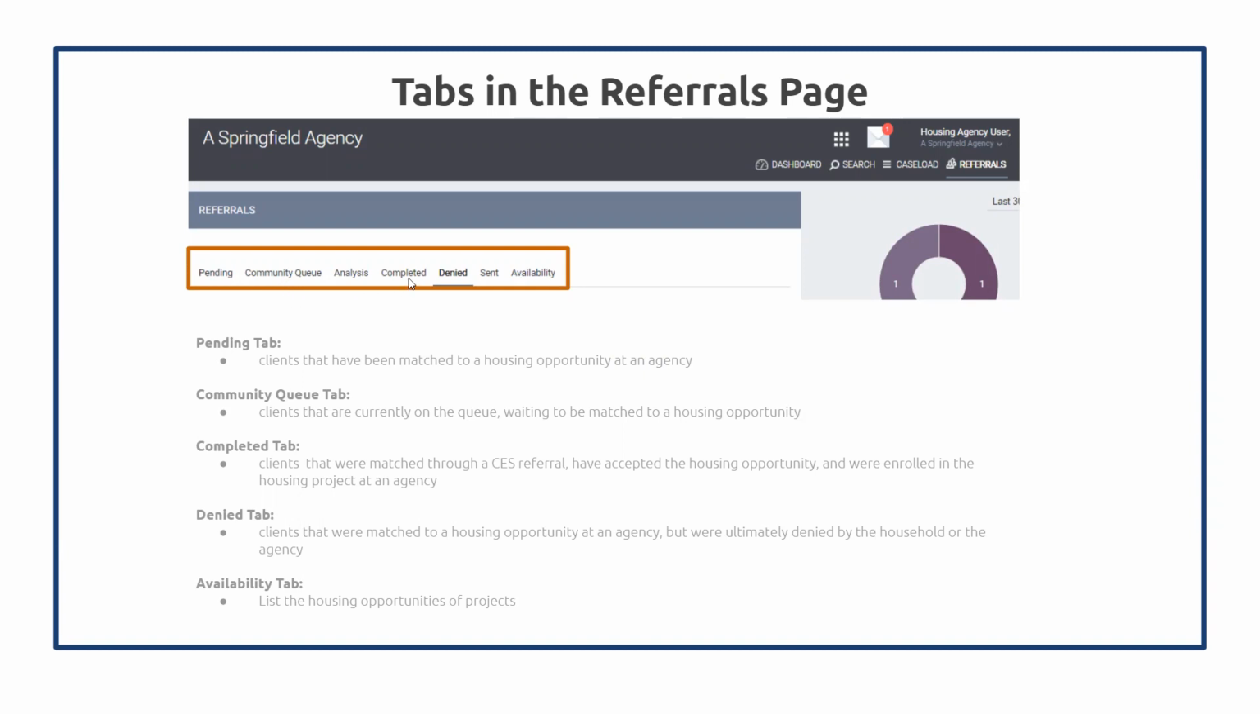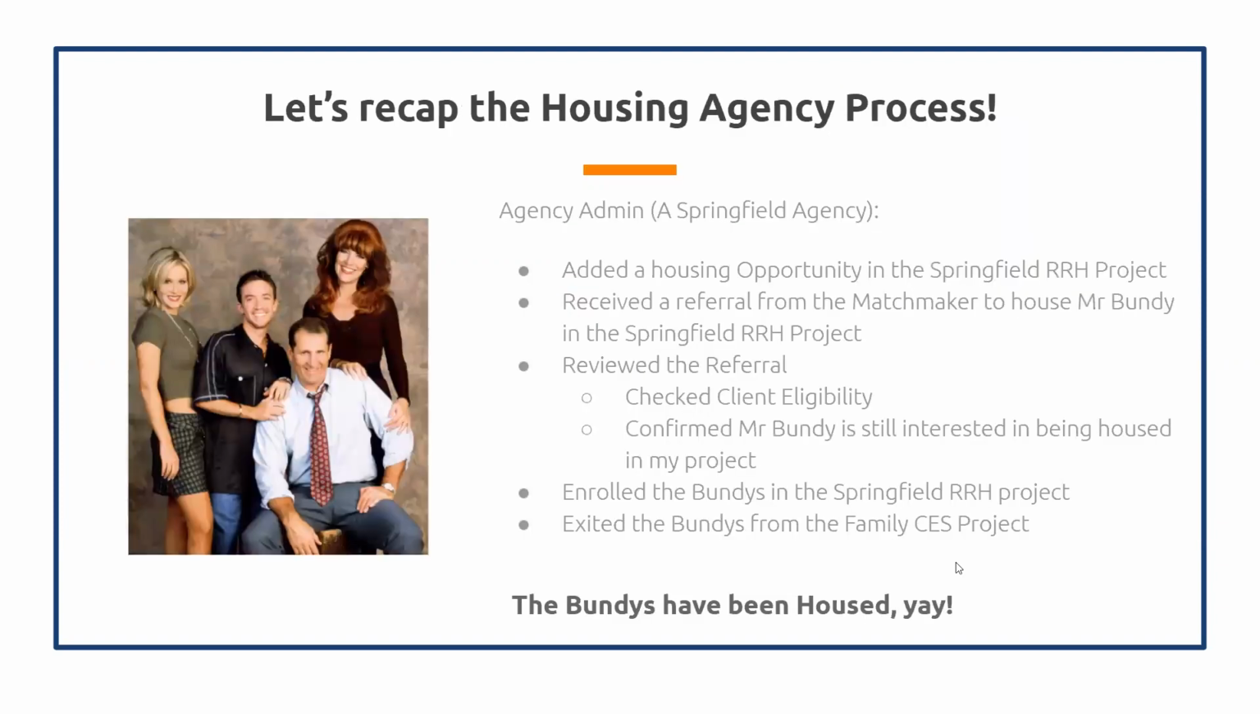The Completed tab, and we're skipping over analysis, the Completed tab displays the list of clients that were matched through the CES referral and have accepted the housing opportunity and were enrolled in the housing project at an agency. That's where we saw Mr. Bundy after you completed and enrolled him in the Rapid Rehousing Project. Okay, the Denied tab displays clients that were matched to a housing opportunity at the agency but were ultimately denied by the household or by the agency. And finally, the Availability tab is where we create housing opportunities. And that's it for the housing agency.